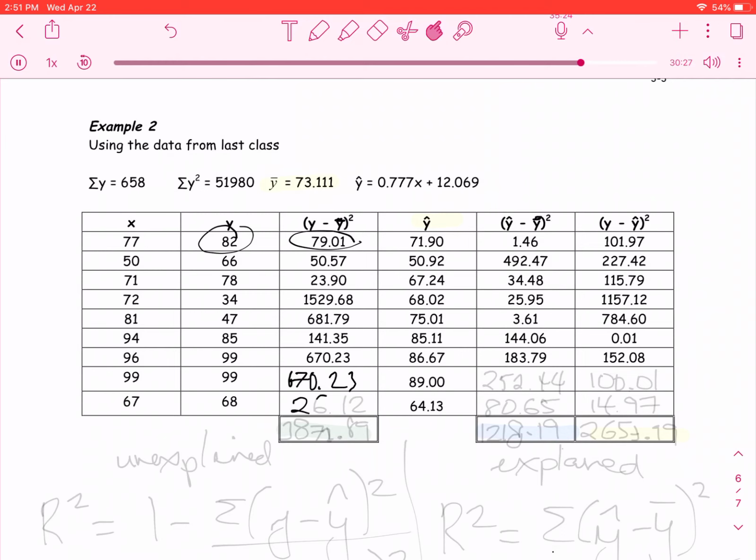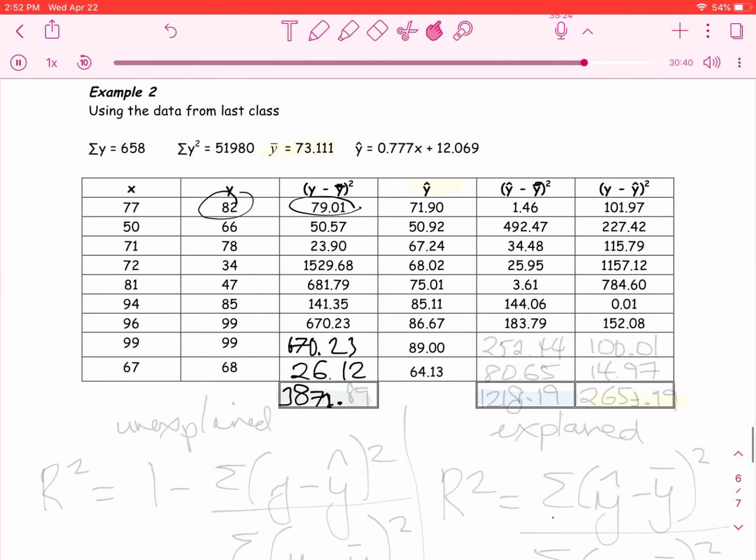730.23, 26.12, and then we would have a total of 3,872.89. Okay. Similar to our last two columns, y hat minus y bar. So taking a look at this column, taking a look at y hat, and then squaring those values. So please try it on your calculator for yourself so you can see how these numbers interact.